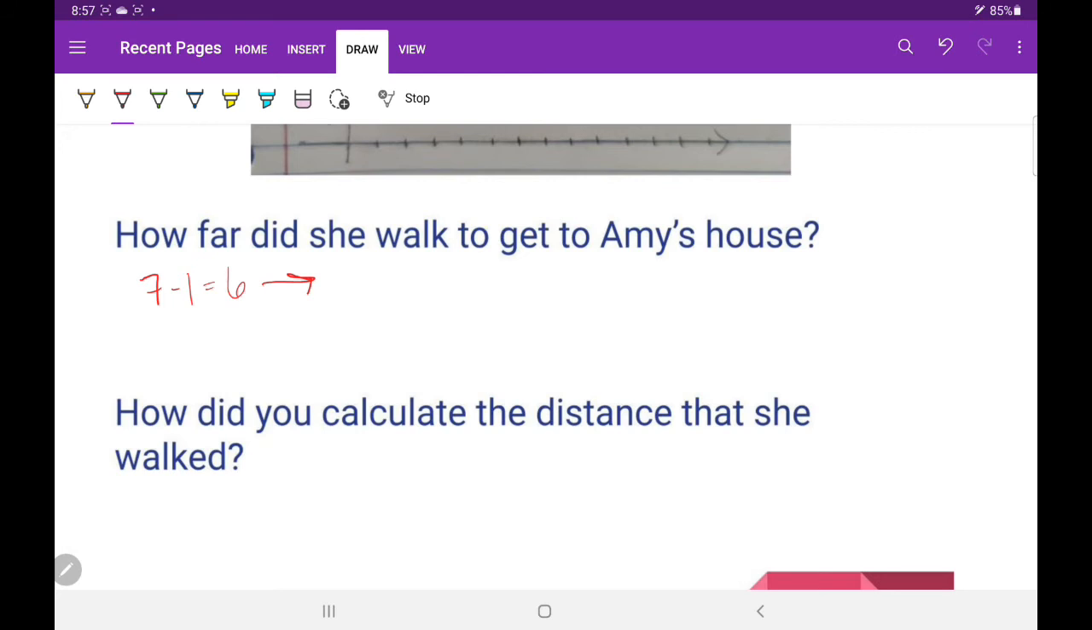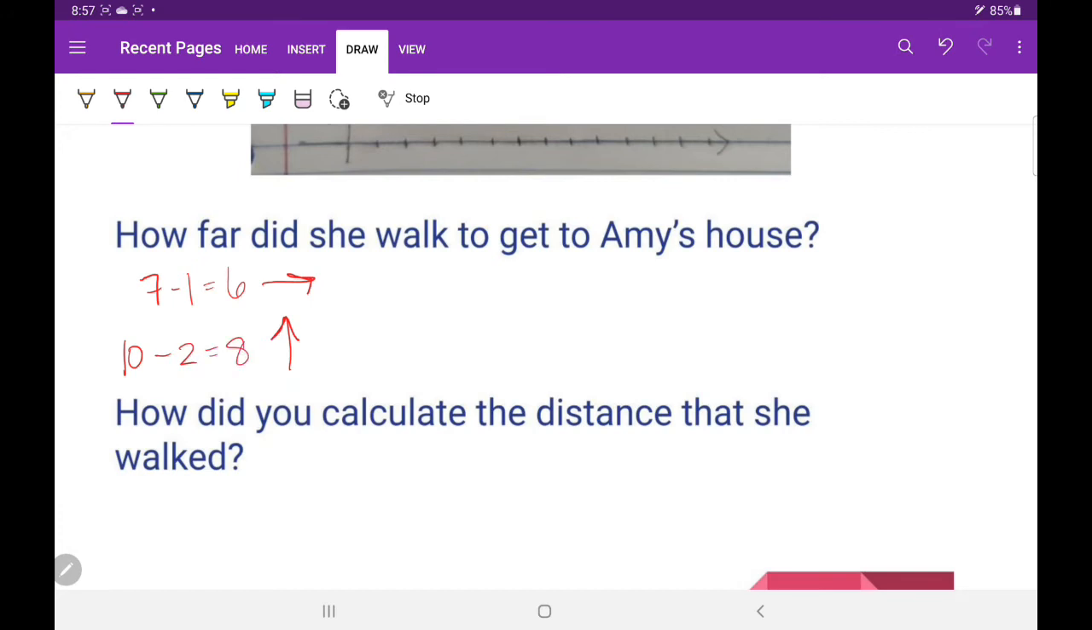And then to go from the corner store to Amy's, she went from the point (7, 2) to the point (7, 10). And we know that if we want to go up and down, we look at the y's. So where did she end up? She ended up at 10 and she started at 2. So how far did she go?